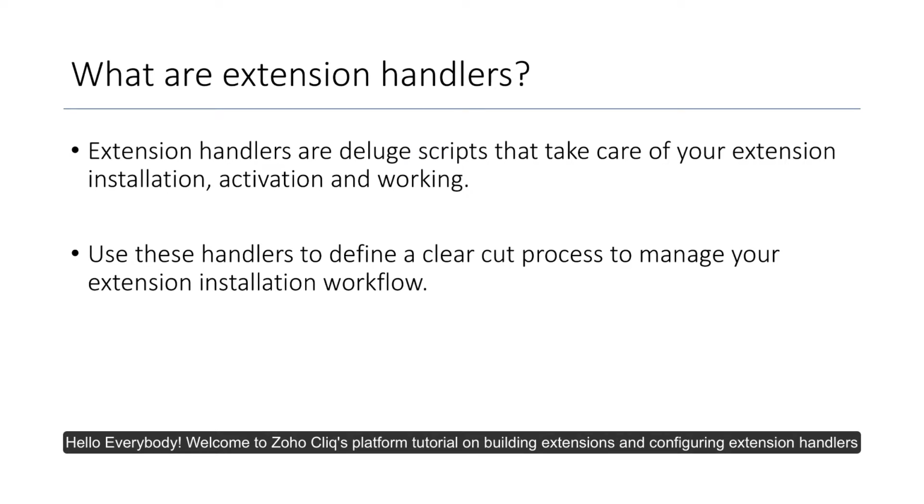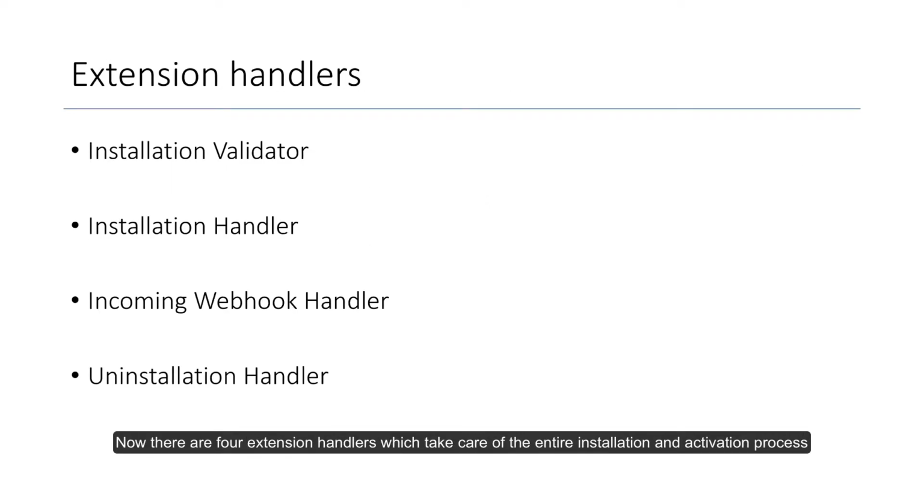ZohoClick's platform tutorial on building extensions and configuring extension handlers. Extension handlers are Deluge scripts that take care of your extension installation, activation, and working. Use these handlers to define a clear-cut process to manage your extension installation workflow. Now there are 4 extension handlers which take care of the entire installation and activation process. They are your installation validator, installation handler, incoming webhook handler, and the uninstallation handler.